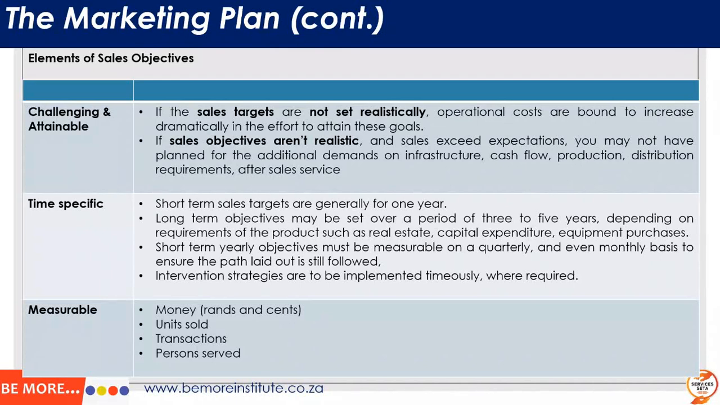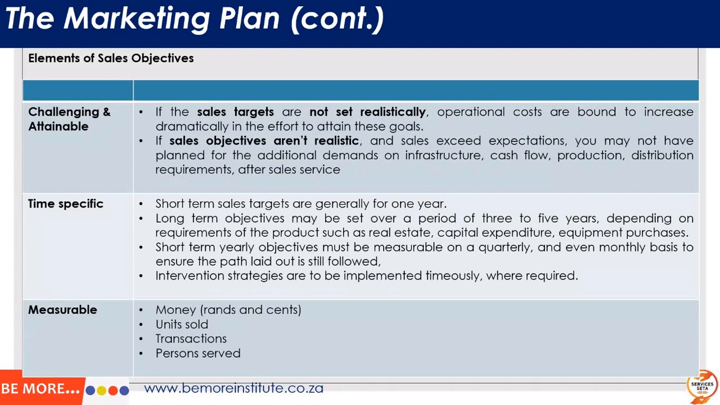So it depends on what business you are in. If you are in real estate, you're probably looking at more long-term objectives than short-term objectives. The short-term yearly objectives must be measurable on a quarterly and even monthly basis to ensure the path laid out is still followed. The intervention strategies are to be implemented timeously when required.